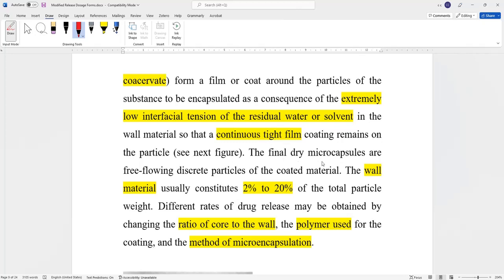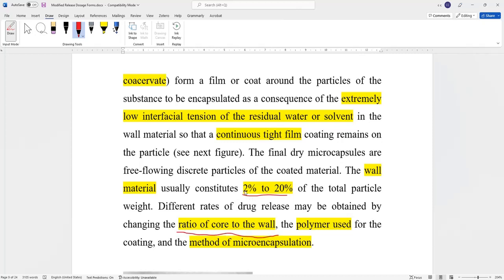Then the final dry microcapsules are free-flowing discrete particles of the coated material. Okay, what is the wall percentage? This thin wall that we talked about is from 2 to 20% of the total particle weight. Now, the release depends on what? Drug release from this wall when it is administered. It depends on the ratio of the core to the wall.